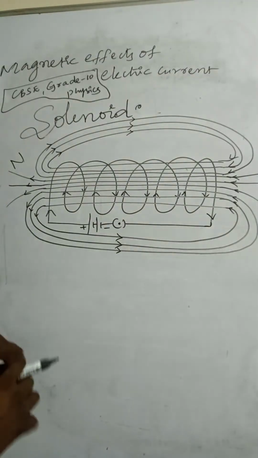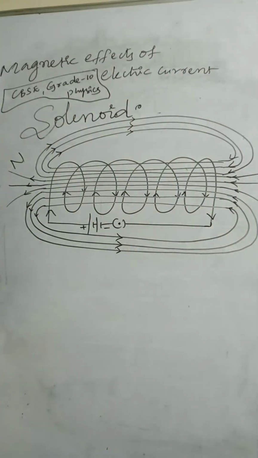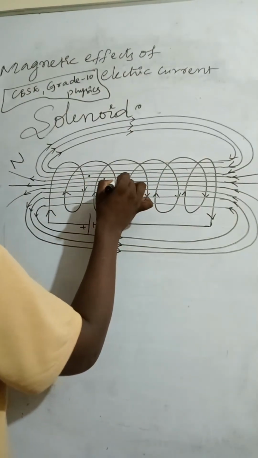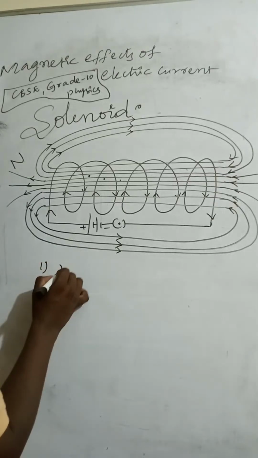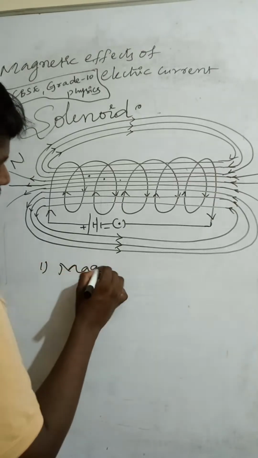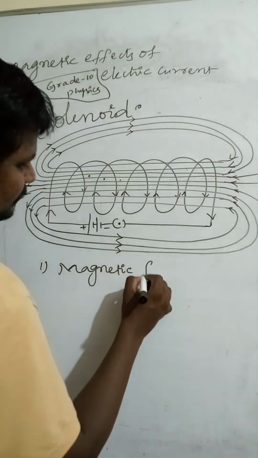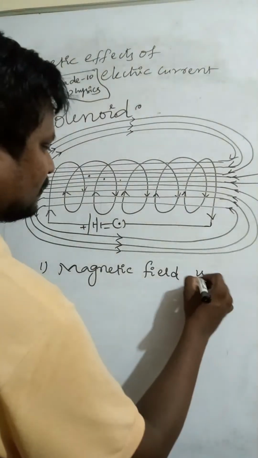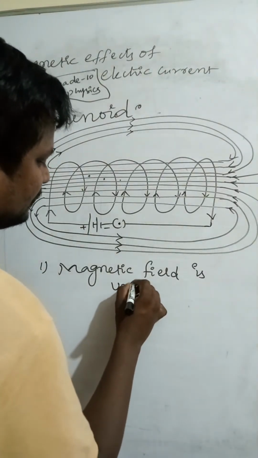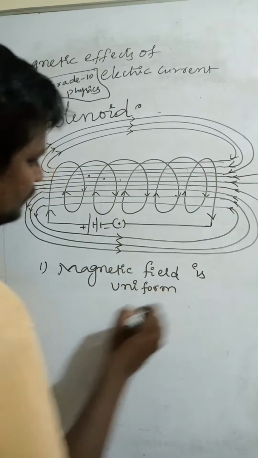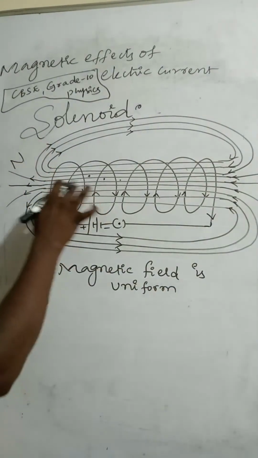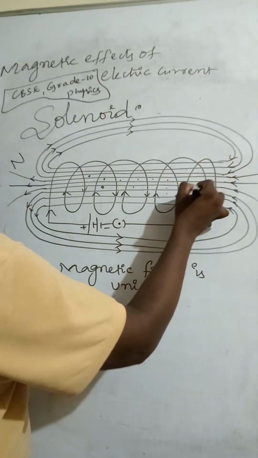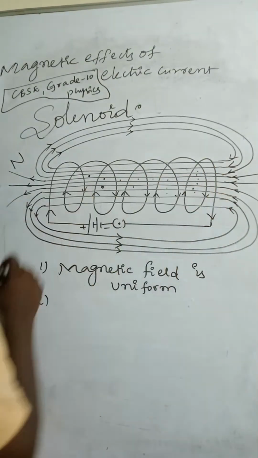Inside the solenoid, the magnetic field will be uniform. Here you can see that at every point in this place, the magnetic field is uniform. Second one, at every point inside, the magnetic field is uniform.